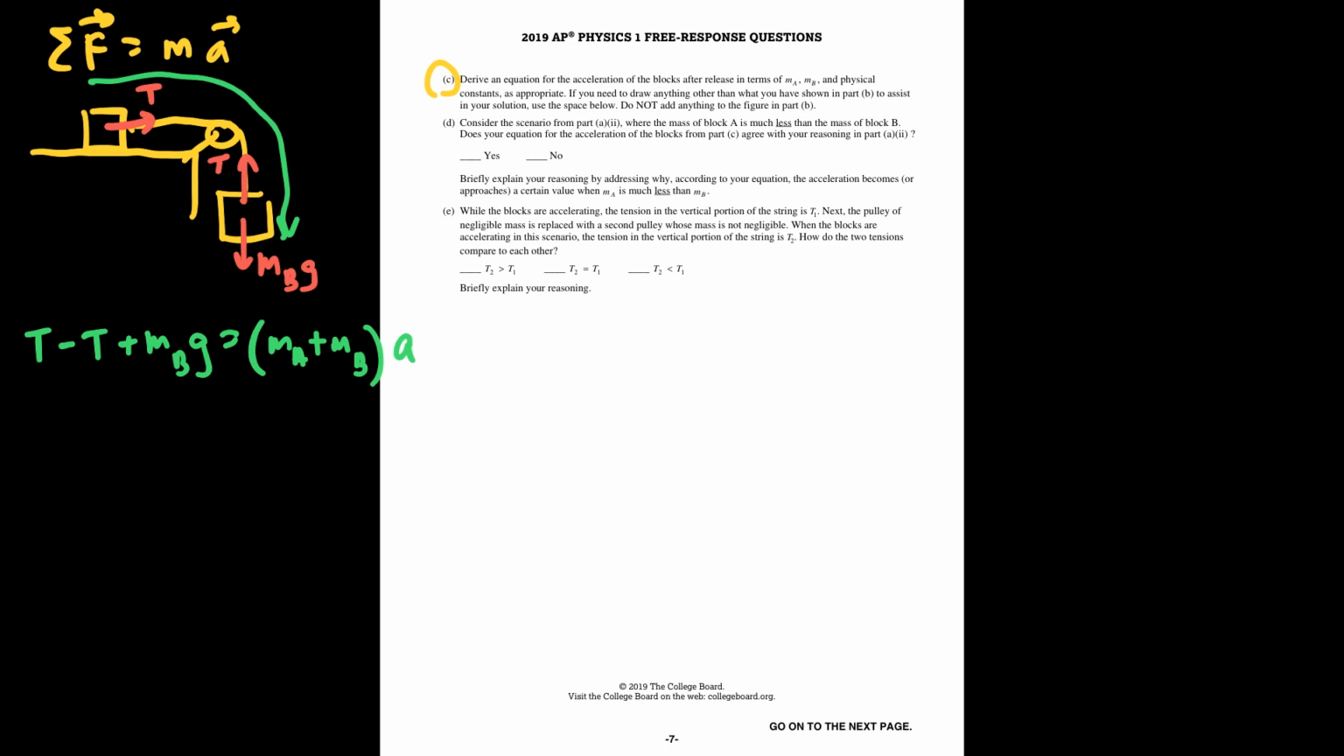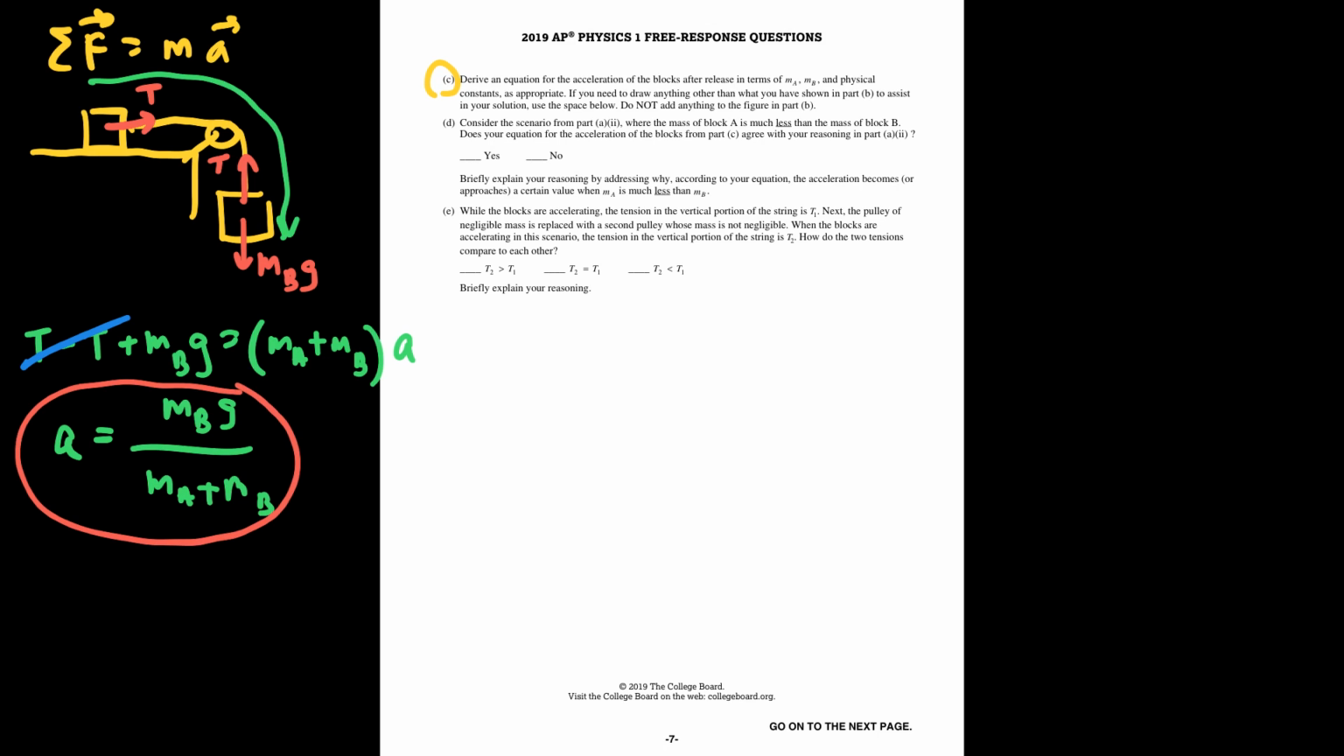So all I have to do for this equation is cross off the T's and solve for a. I divide by the sum of the masses on both sides. This is m_B g divided by m_A plus m_B. I believe this is the equation they wanted me to derive, and hopefully it meets the requirements. It's in terms of m_A, m_B, and physical constants as appropriate.